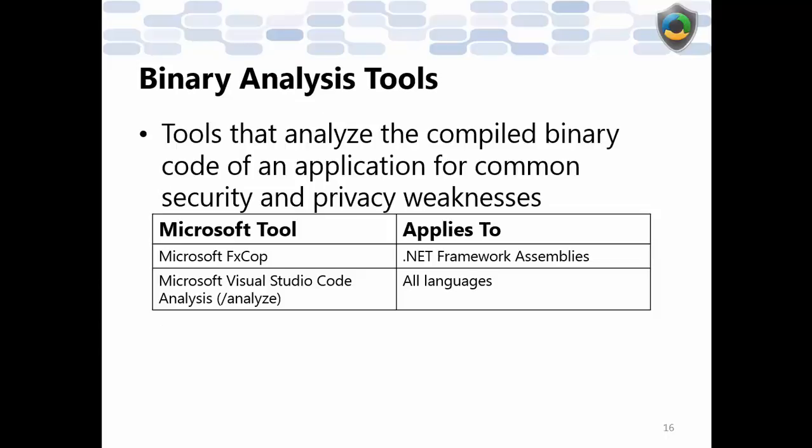Binary analysis tools, like static code analysis tools, can evaluate an app for common security implementation weaknesses. But instead of examining the source code, these tools examine the compiled binary of the app. So you can see we've got a couple shown here. Microsoft FxCop is a binary analysis tool that examines compiled .NET Framework assemblies for common coding weaknesses. Plus, you've got Microsoft Visual Studio Code Analysis, their Analyze tool.